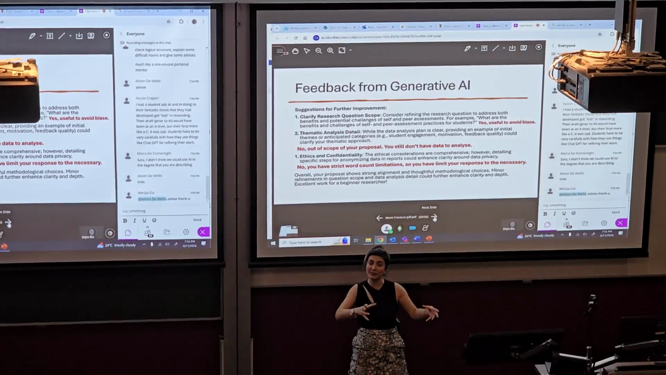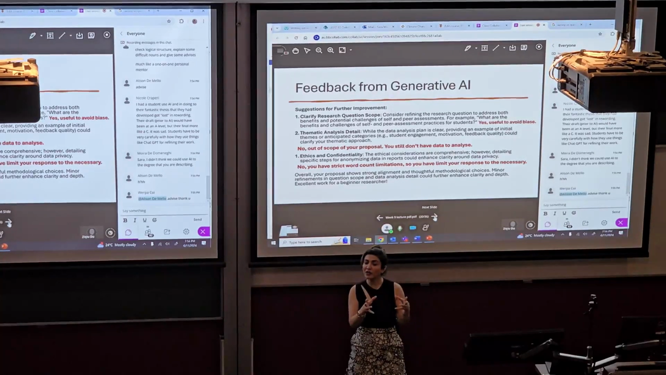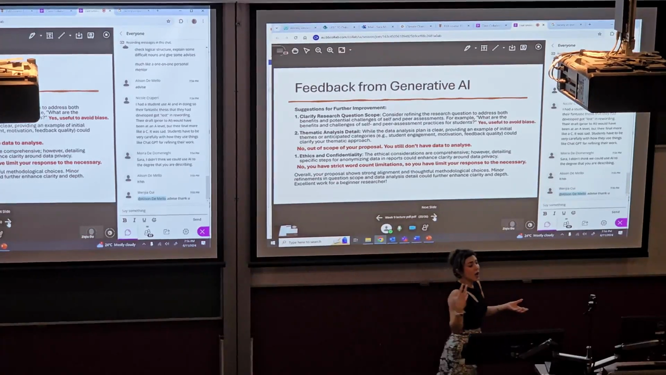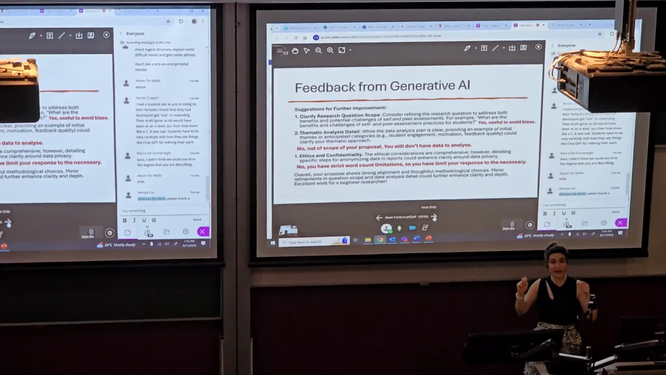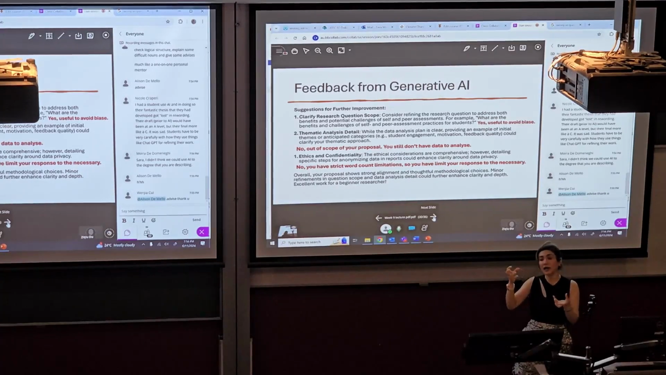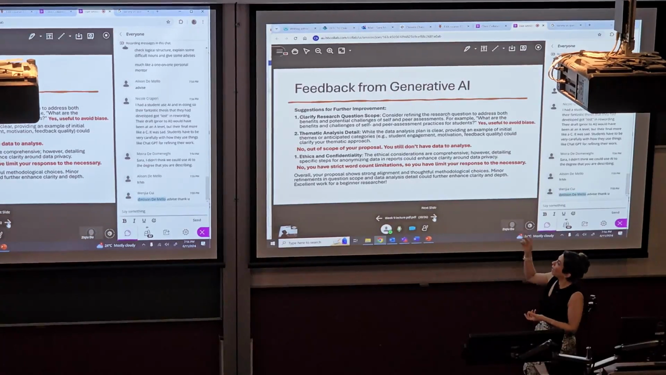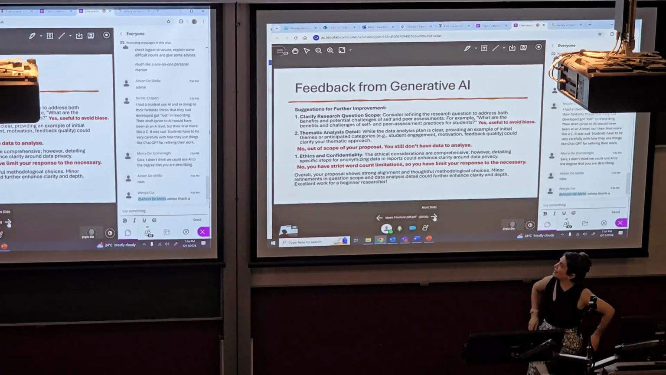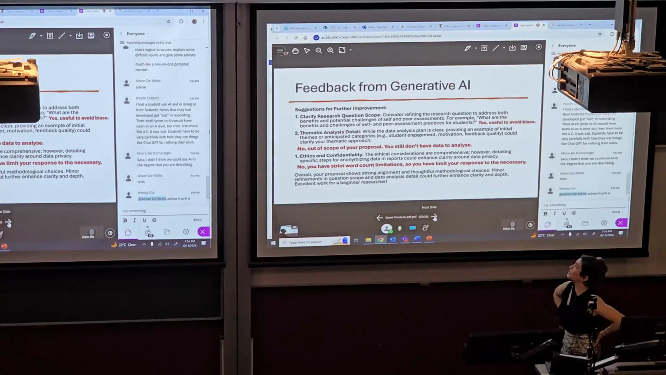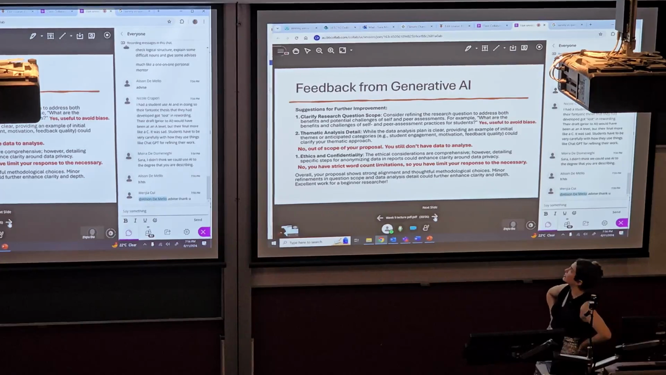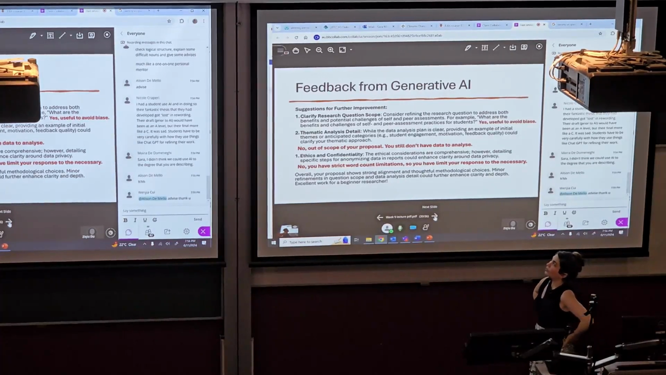But if you also look at the limitations, then you see that, okay, these are the benefits, but there are also limitations. So your work becomes more critical in terms of critical analysis, because then you can come back and say, these are the limitations, these are how we can overcome the limitations, or we have to be aware of them. Now, what about the second one? It says thematic analysis detail. While the data analysis plan is clear, providing an example of initial themes or anticipated categories could clarify your thematic approach.